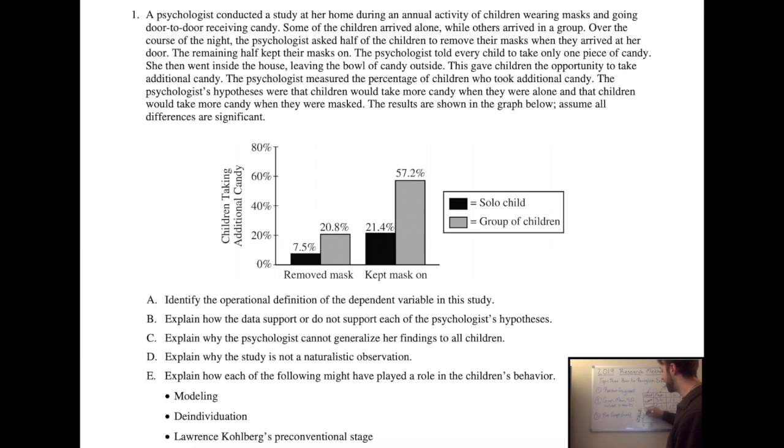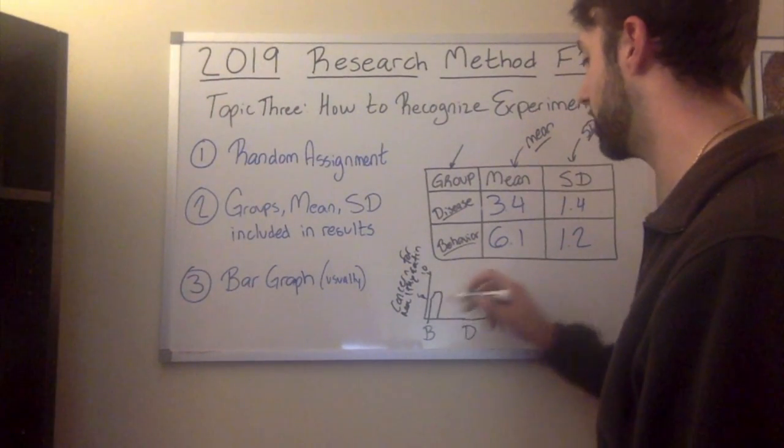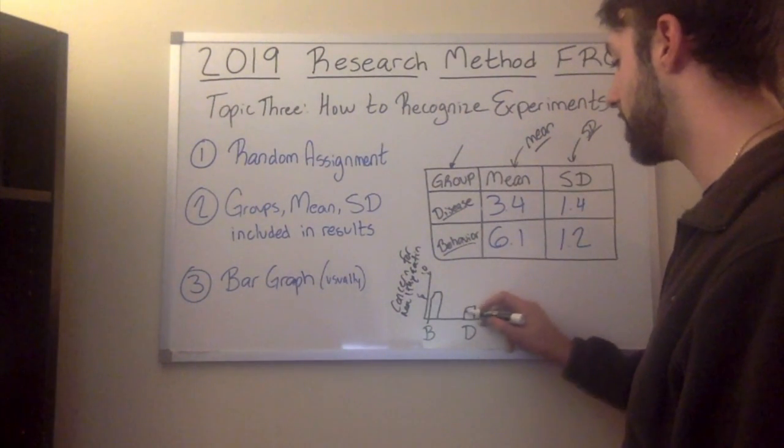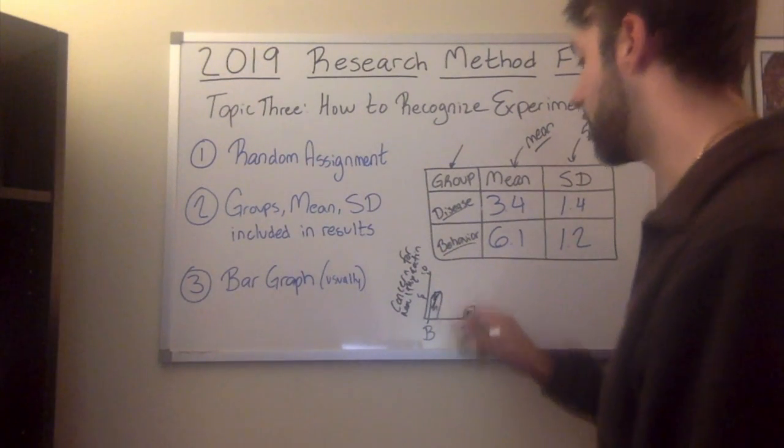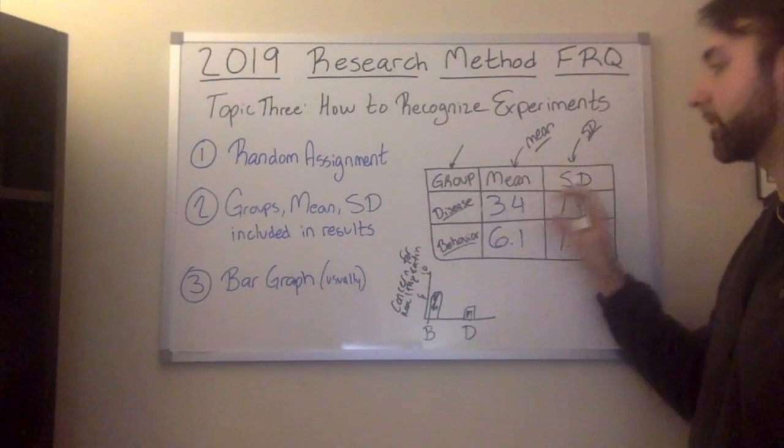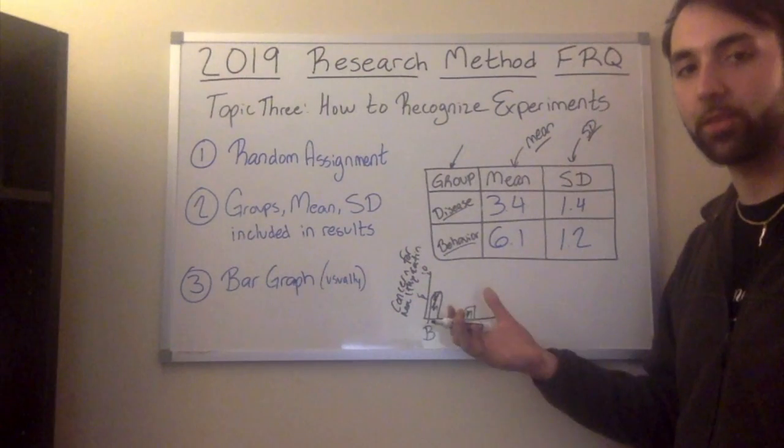We'll have this be 5 and this be 10. So if you thought it was a behavior, you went up to 6.1. If you thought it was disease, it was only 3. We can shade these in. Now we have a bar graph that takes the results of the study and visualizes it in a different manner.